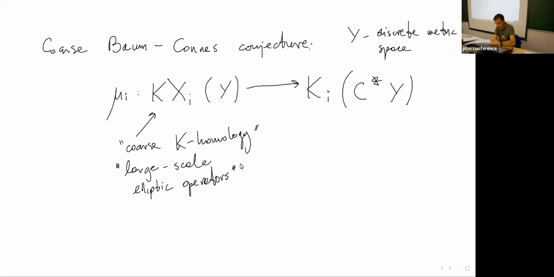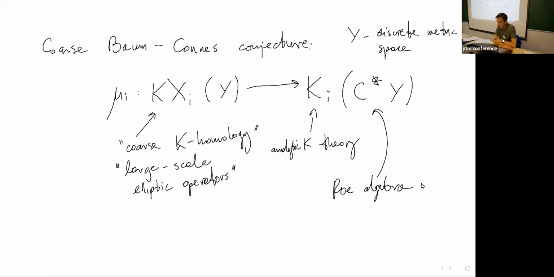And the map is the index, and in the classical theorem, it assigns a number. In all of these generalizations, this number becomes a K-theory class. Okay, so this is the K-theory, analytic K-theory. And this guy here is the Roe algebra, which I'll define in a second. So this is a C-star algebra that's constructed for a given metric space. So the conjecture is usually defined in this way, that it's a map from K homology to K theory of appropriate objects. And the conjecture is always that this map, the index map, is an isomorphism.